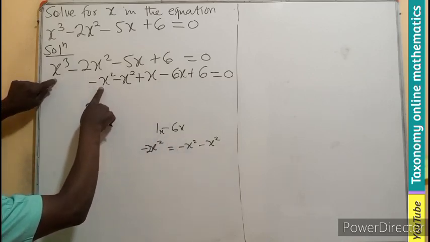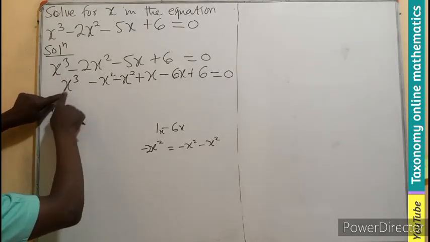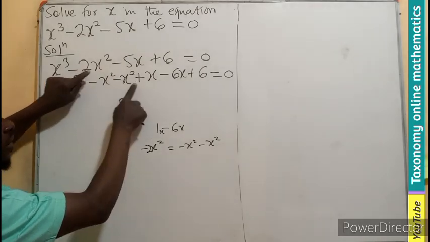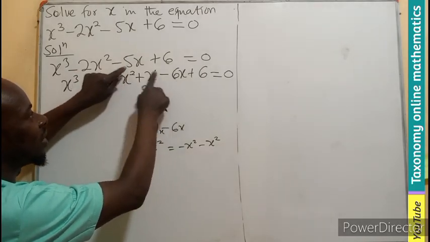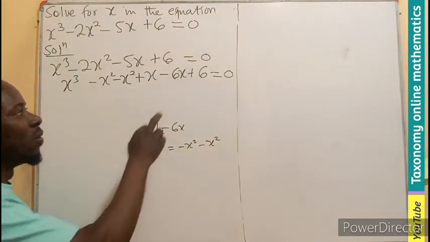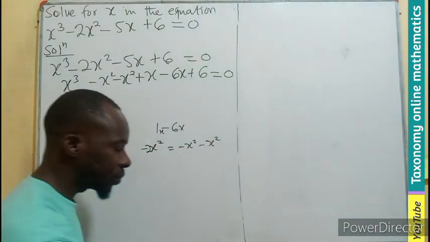So this will take our x to the power 3. So x to the power 3 minus x squared give us this. Plus x minus 6x give us this. Plus 6 equals to 0. So now we have 1, 2, 3, 4, 5, 6 terms that we can group.